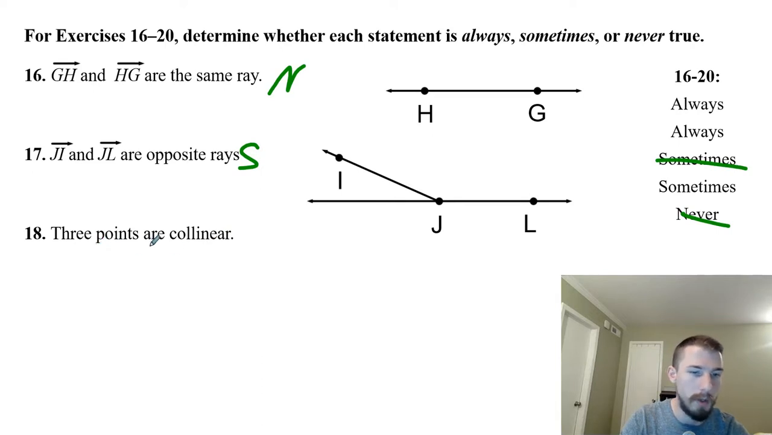All right, three points are collinear, which means they're on the same line. So if we have three points, do they have to be on the same line? Well, it's kind of related to the last one. Three points can be collinear, but they also could form a unique plane like this one does. So it just depends. So that would be sometimes true.